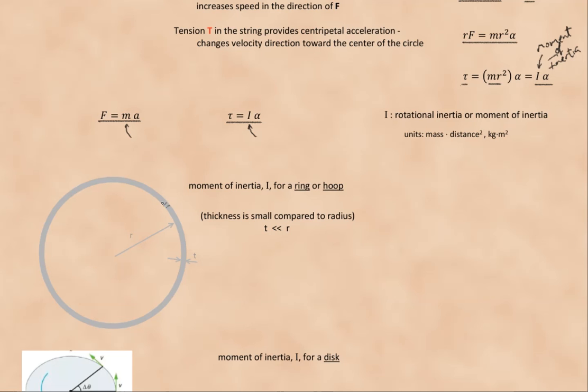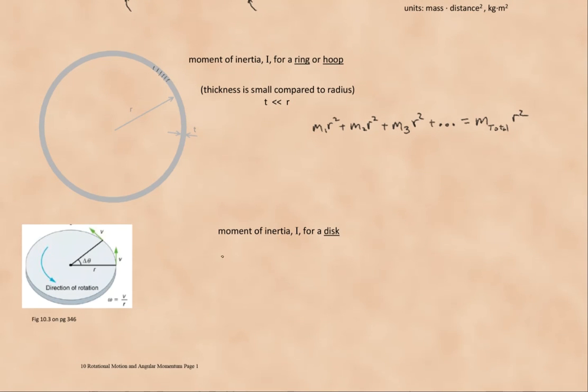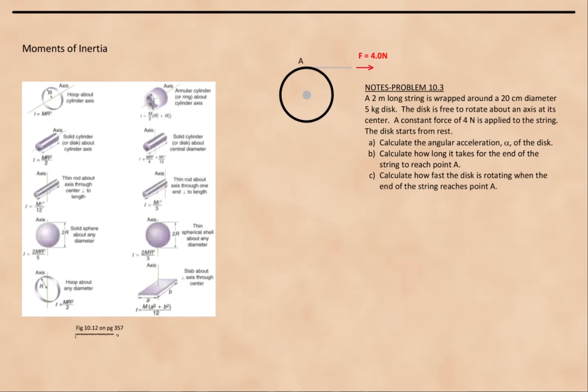For this object, we can break it into small pieces, but each piece is at the same distance from the center. When we add up all the little mr squareds, they all have the same r's, so we just get the total mass times r squared. Let's take a look at a disk. For the disk, if we break it up into a bunch of small masses, the masses will be at different distances from the center. So it would take a little calculus to show that the moment of inertia for a disk is 1/2 mr squared. Figure 10.12 shows the moments of inertia for a few common shapes.